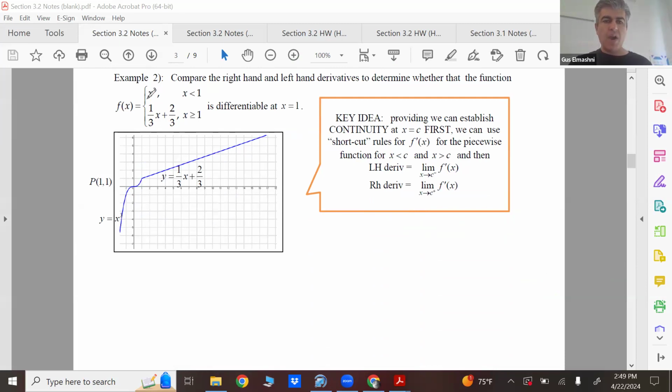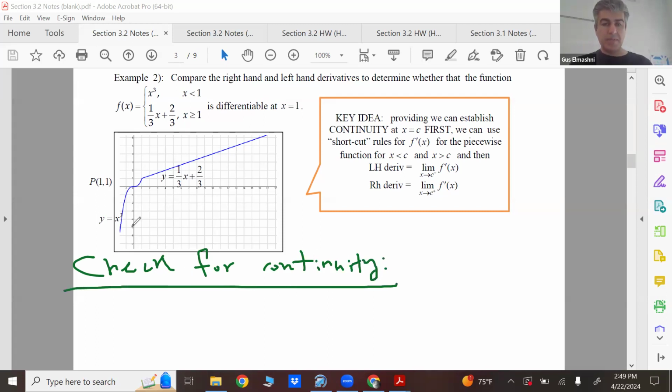So in this case, are we continuous? Not continuous. So check for continuity. So first of all, does f(1) exist? Totally, right?